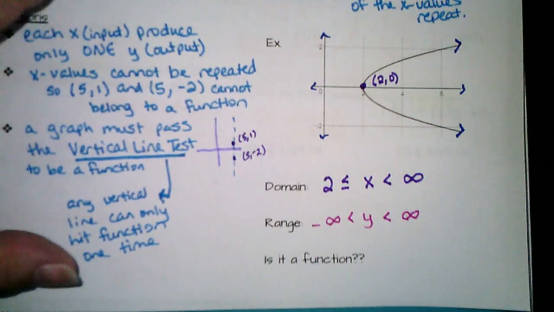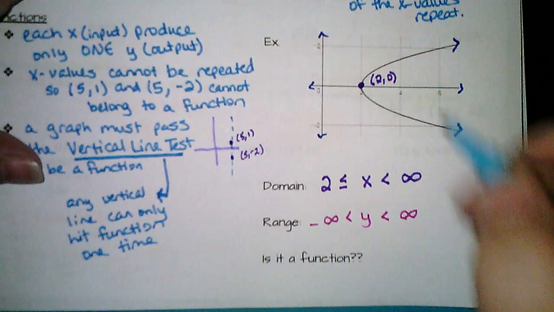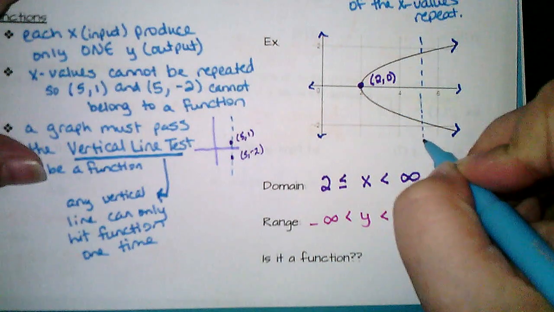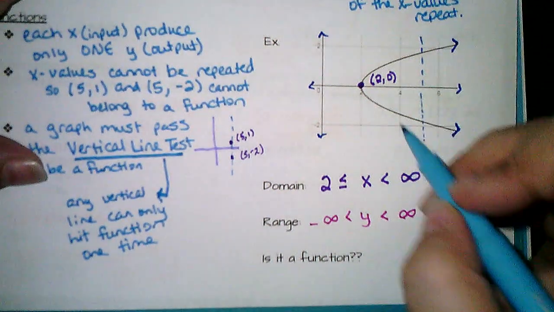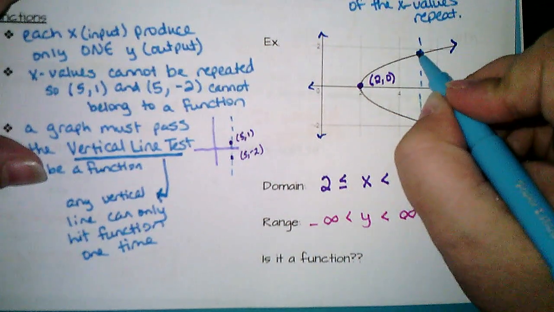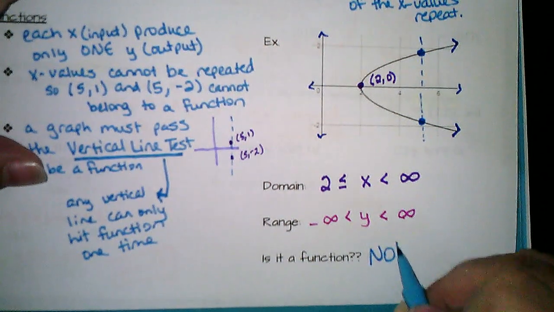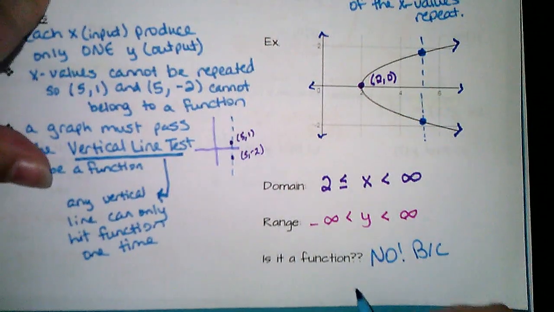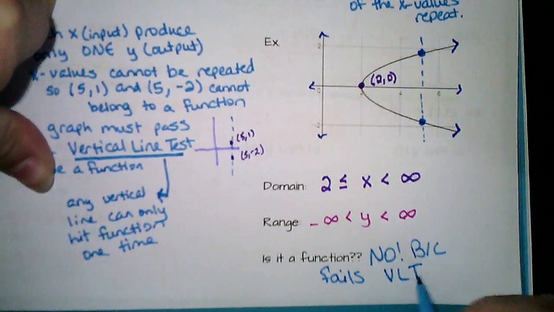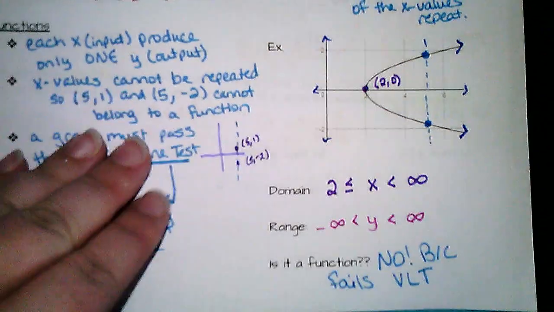And then, is this a function? Well, let's figure it out. So we said when we have a graph, it has to pass the vertical line test. So if I draw a vertical line right here, yes, drawing lines means sound effects. Does it hit this shape more than once? Well, it hits it right there, and it hits it right there. So is this a function? No, it is not. That is because it fails the vertical line test, because a vertical line can hit it in more than one spot, so it is not a function.